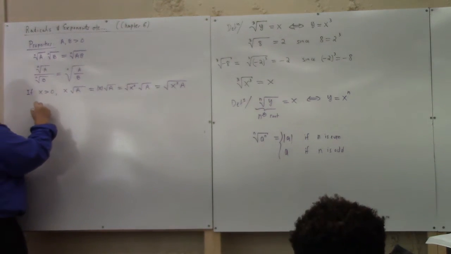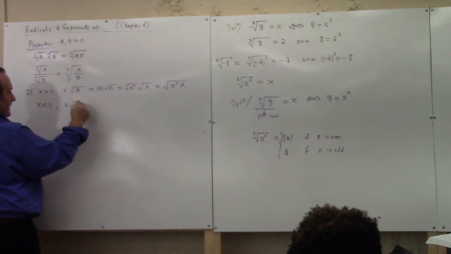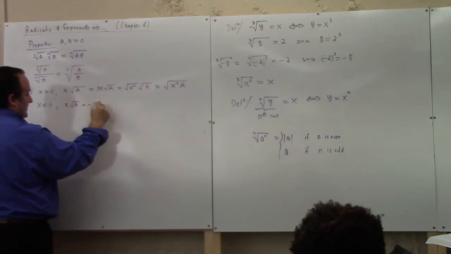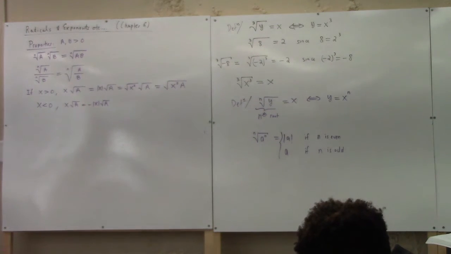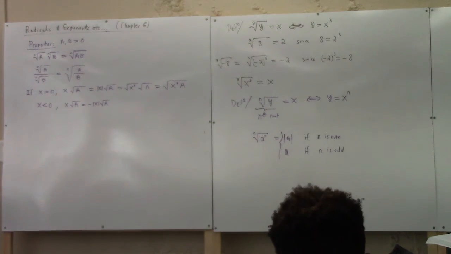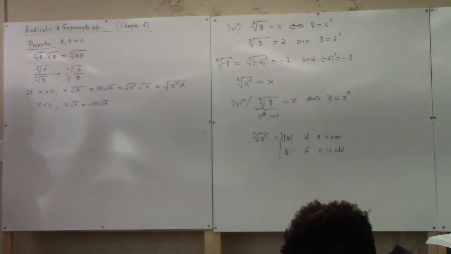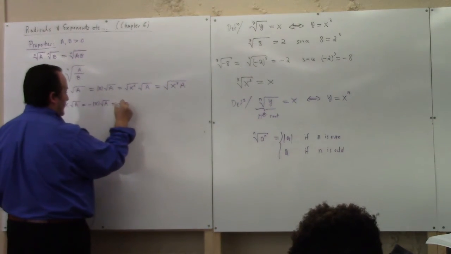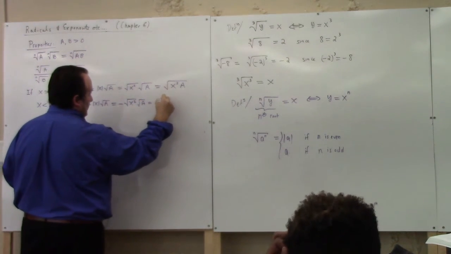It's a little bit trickier, but if x is less than 0, then x times the square root of a is equal to minus the absolute value of x times the square root of a. Because in the case that x is less than 0, the absolute value of x multiplied by minus 1 gives me x. And so then, rinse and repeat, same thing: minus the square root of x squared times the square root of a, which is minus the square root of x squared a.